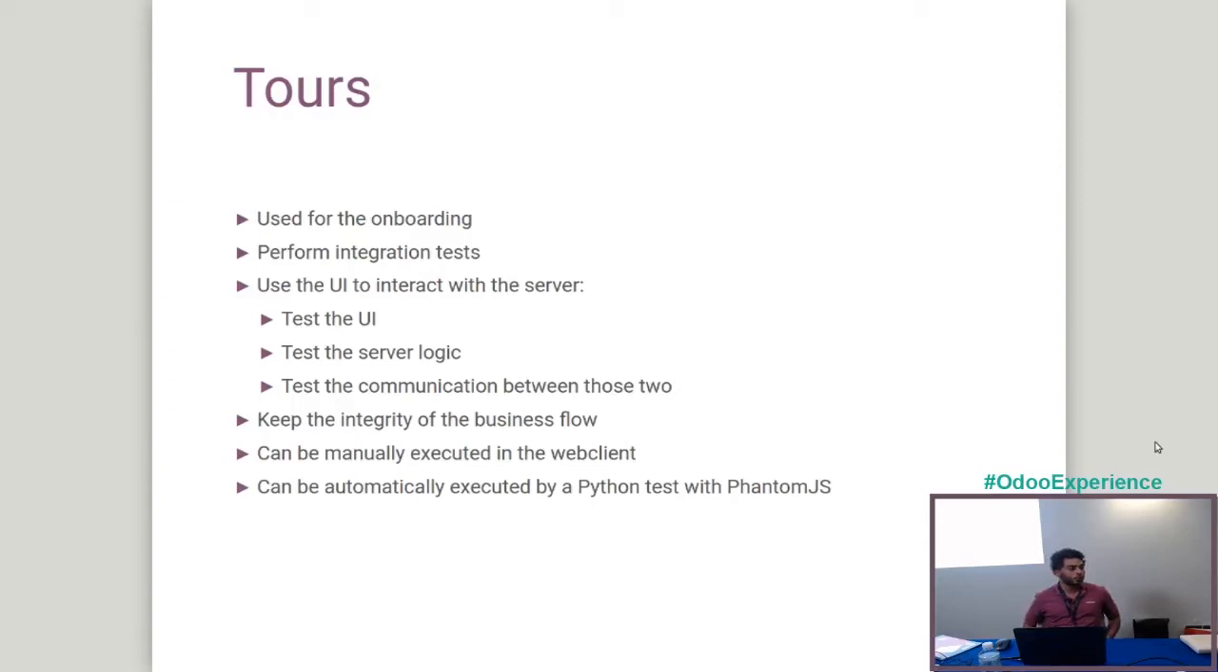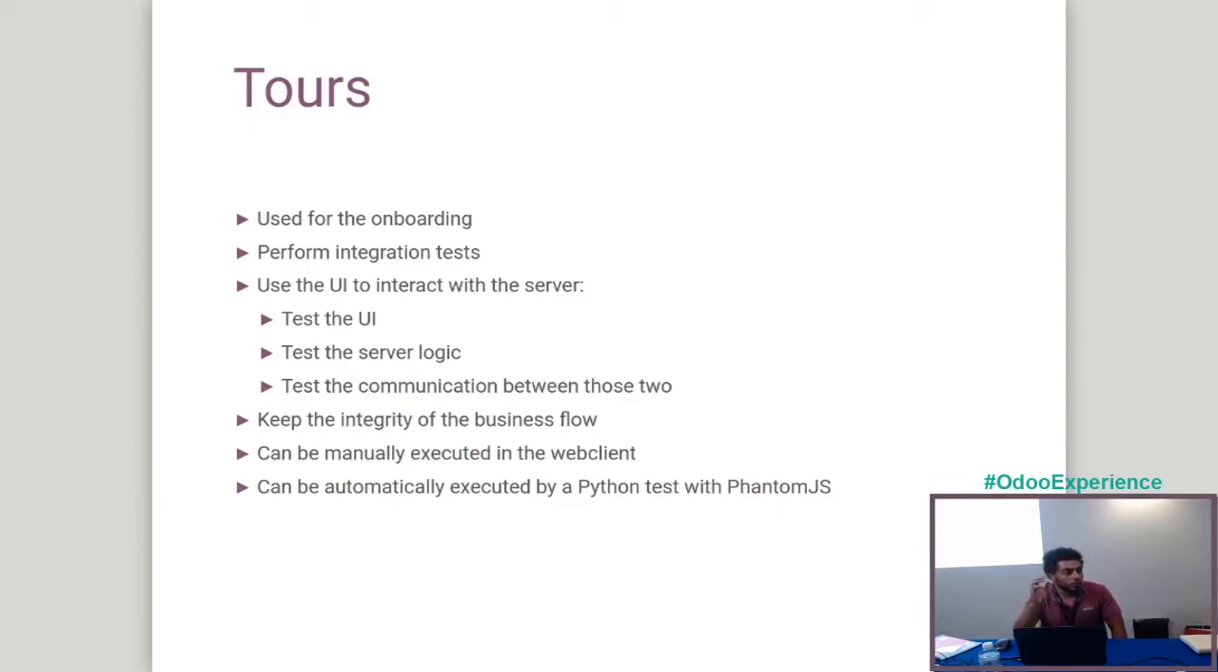Then the tours can be used to perform integration tests. Why? Because they mimic every user click. So it really tests the communication between your server and your interface. When I click on save, I want the save to be done in the server, and the server sends back the right information, and I can check on my view that everything is correct. And so why tours are really good in testing is because they keep the whole integrity of your business flow. Because if someone changes something on the server side or in the interface, the flow can be broken, and then you directly see it with the tours. That was not achievable with only the Python test, because the Python test is really on the server. Here it's between the two.